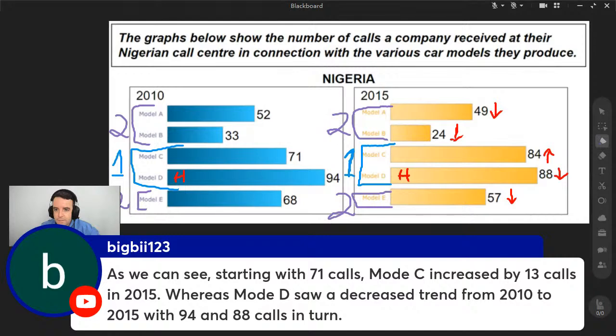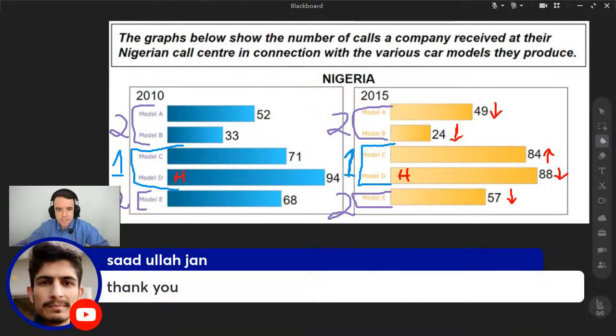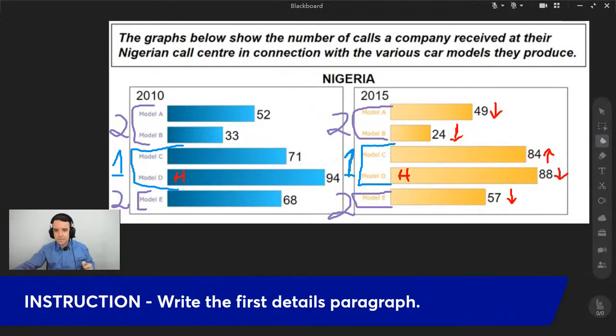What's this? So I think we saw that one already. Sad, you're very welcome. Very, very welcome. Okay, so that is all we have time for. Obviously, we will also need to write our second details paragraph about models A, B, and E. But based on what we just did right now, you're aware of how to do that.